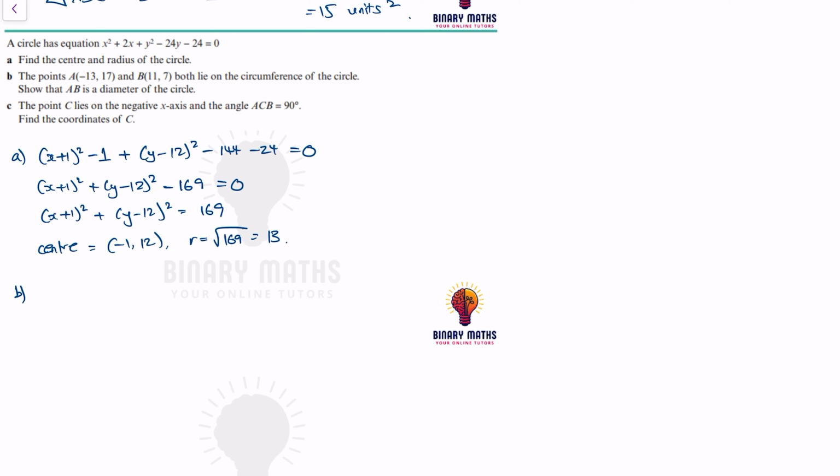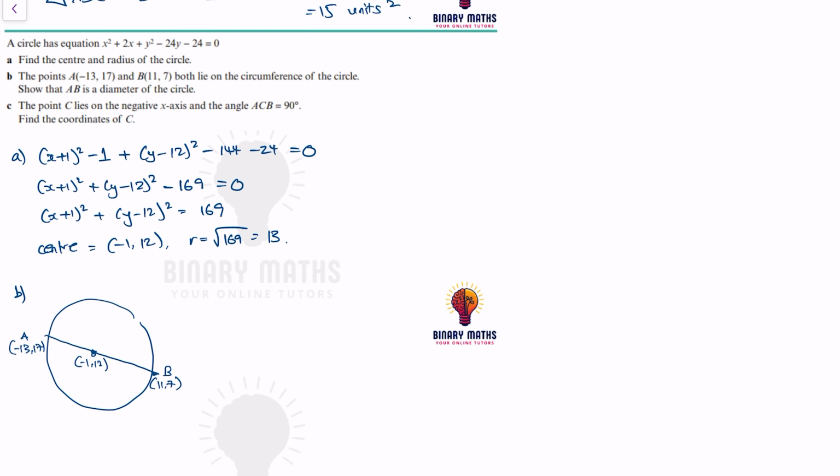Okay, part B. The points A minus 13, 17 and B 11, 7 both lie on the circumference of the circle. Show that AB is the diameter of the circle. So if I do a rough sketch, they've said AB is a diameter, so it must go through the center. The center we know is minus 1, 12. A is equal to minus 13, 17. And B is equal to 11, 7.